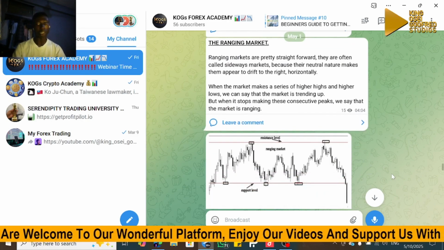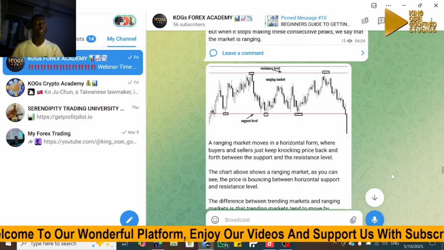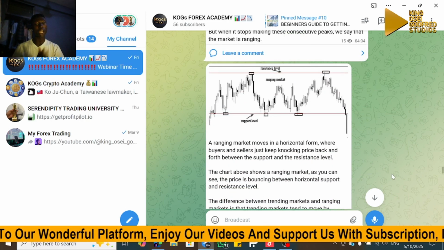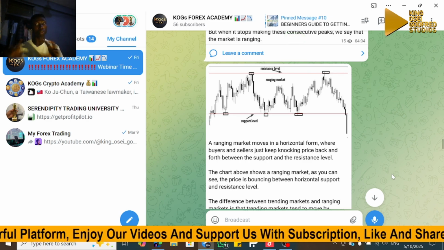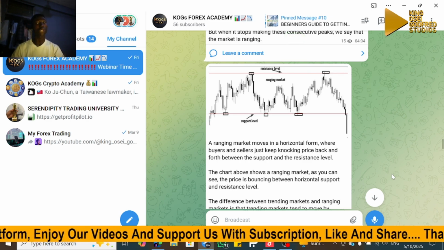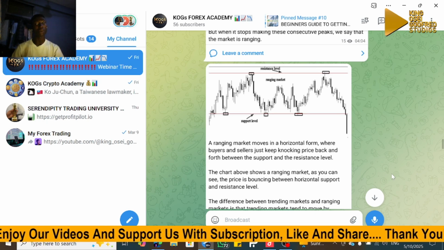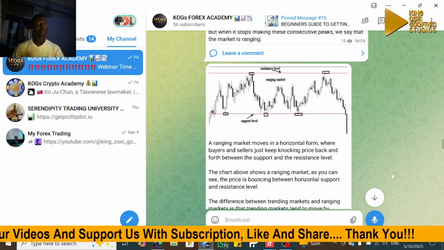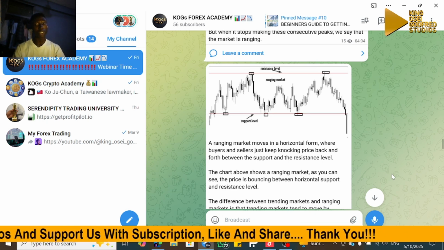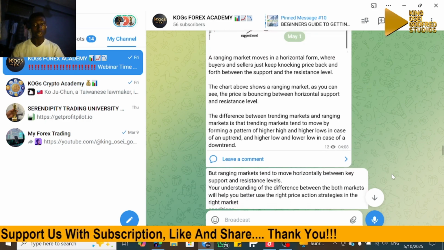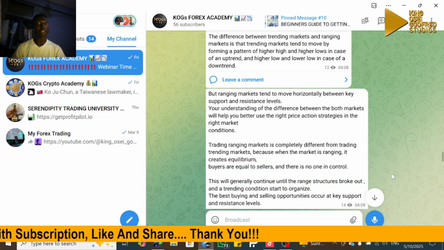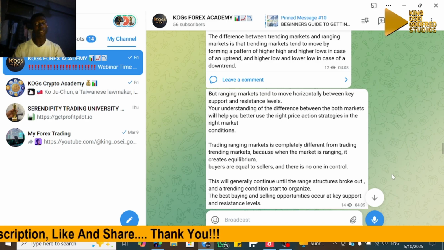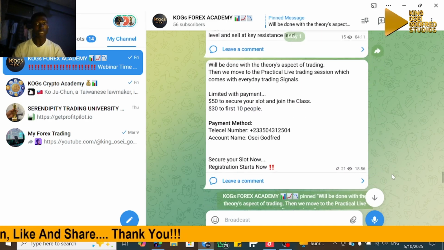The ranging market is when price moves up and down, up and down. That's where the market begins to consolidate a bit. And then afterwards, when there is a breakout, that means you have to know when to enter the market. You understand me?